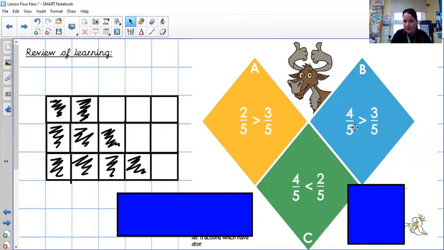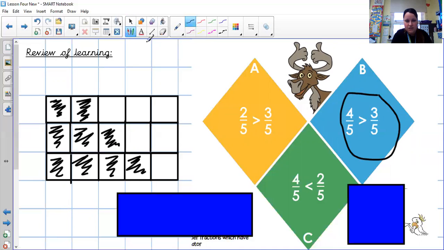Oh, I think we've got that on the board somewhere. 4/5 is greater than 3/5. So B is the correct answer. Let's just check the other two to make sure that they're not correct. 2/5 is greater than 3/5. Let me have a look. 2/5, 3/5. No, definitely not.